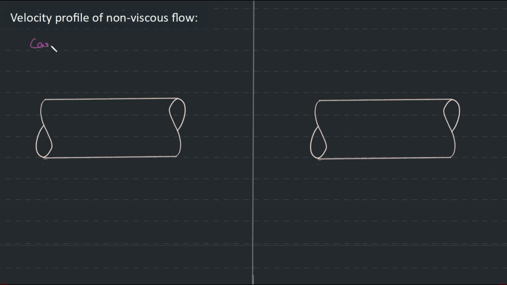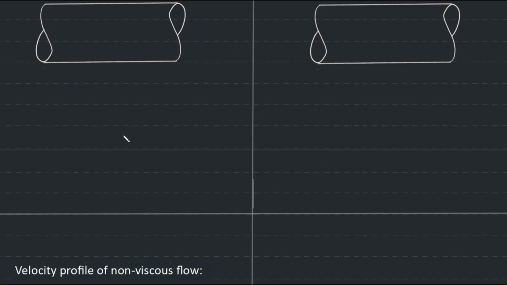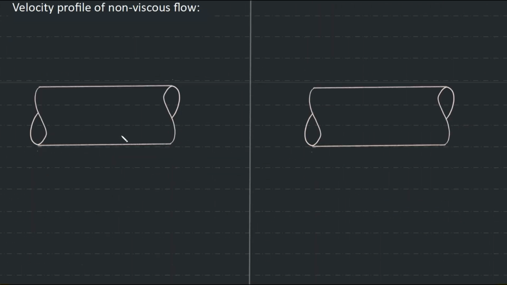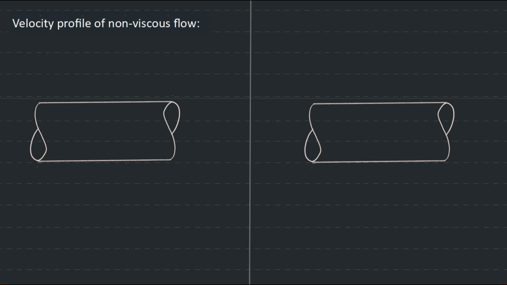I'll take a case wherein the pipe has no friction. I'll start with that, or no, actually I want to start the other way around. Non-viscous, everything is non-viscous, my bad. This is supposed to be viscous. Okay, let me start with this.